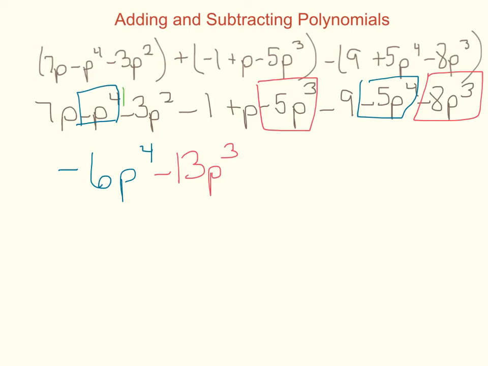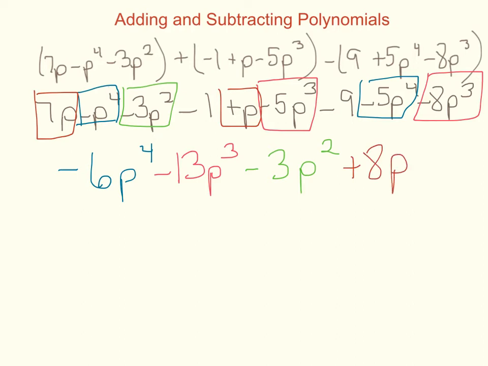Then we'll go down to squared. There's a square right there. It's the only one, so we bring it down into our answer. Then we look for just p, which we have one here and one here. 7p plus p is going to be 8p. Then we look for just the numbers. Negative 1 plus negative 9 is negative 10. And then that is your answer.